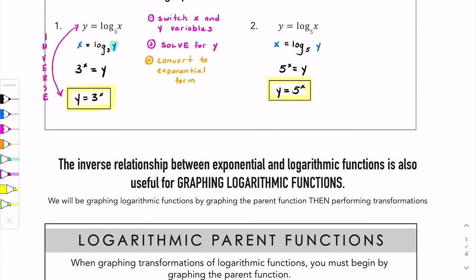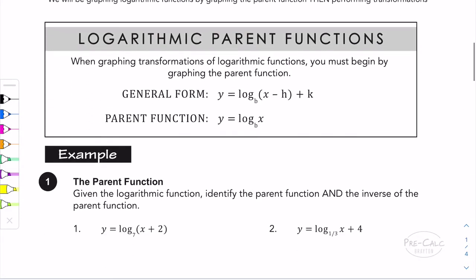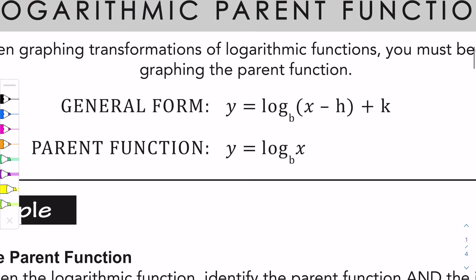The inverse relationship between exponential and logarithmic functions is also useful for graphing. We will be graphing log functions by graphing the parent function, then performing transformations. If we look at the general form of the log function, we have y equals log base b of x minus h plus k. The parent graph is just going to be y equals log base b, or whatever the base is, and then the argument of x. That is it.